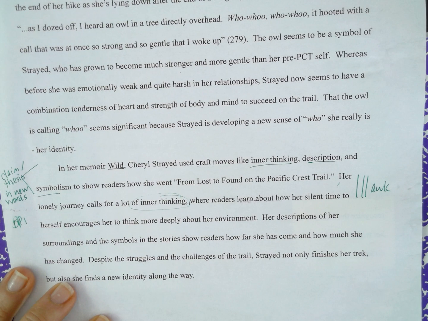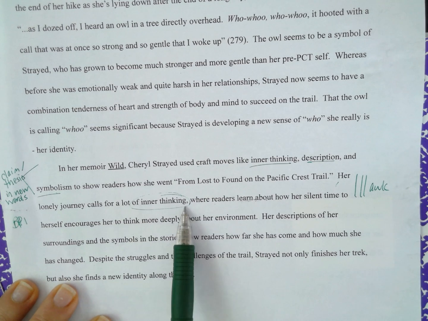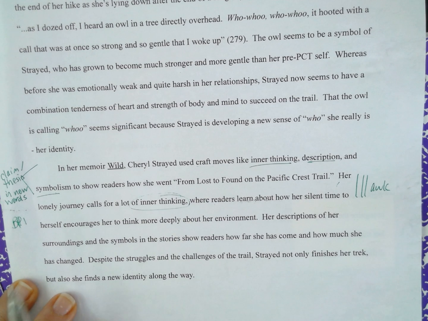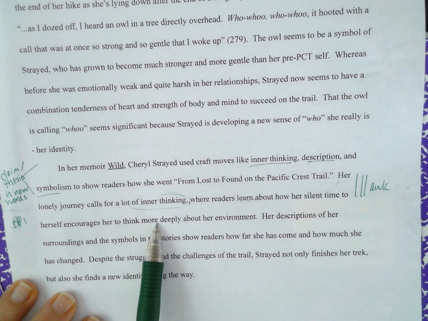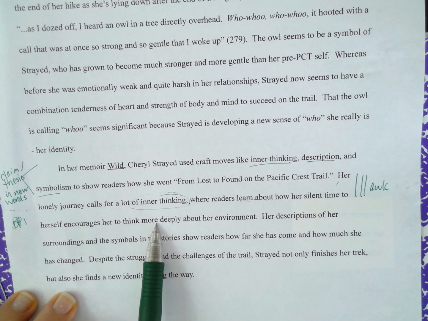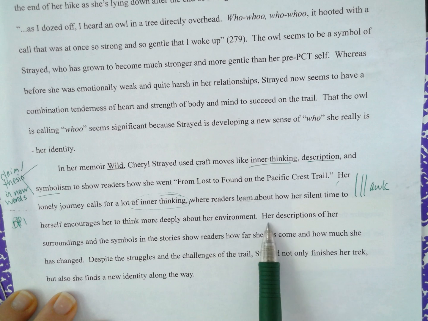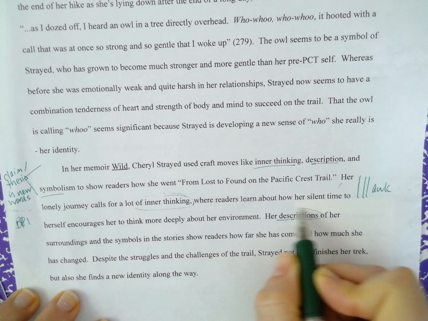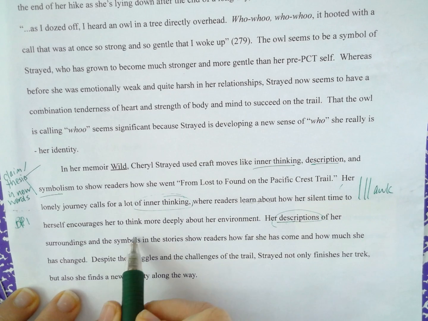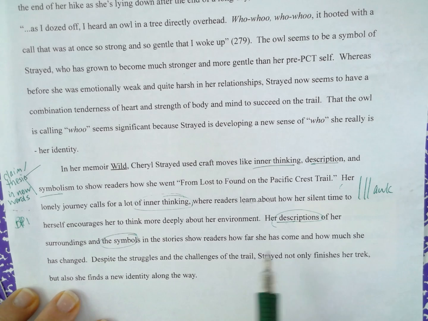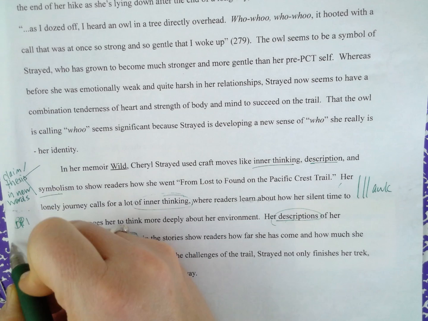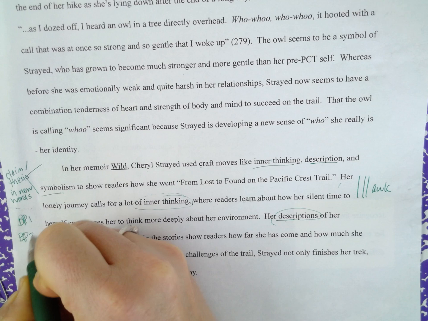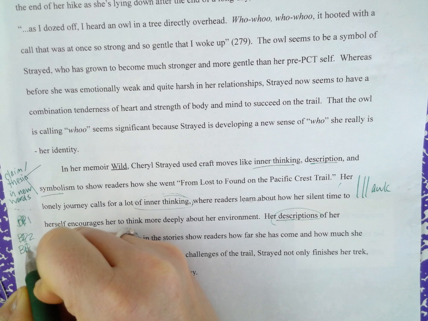So the first thing I do when I summarize my main points is summarize body paragraph 1. It's about inner thinking, how that silent time to herself helps her think more deeply, and thinking more deeply helps her change. Then, her descriptions of her surroundings, so there's the other craft move, and the symbols in the story. So look, in the next sentence, I've included a summary of body paragraph 2 and body paragraph 3.